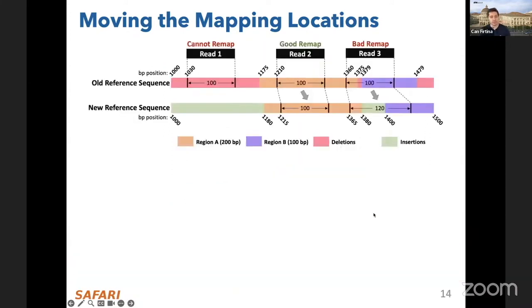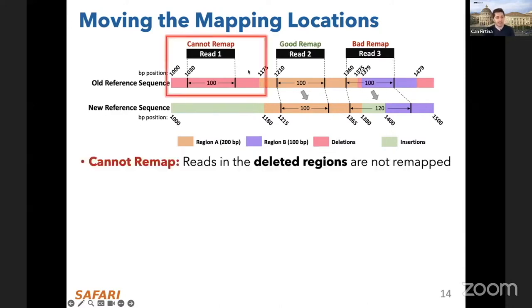So let me try to illustrate that. As I already covered, if a particular region is exactly the same between two reference genomes, we can simply move their positions, and this is a good remap, because we wouldn't assume that the read should map to any other region better than this particular exact matching region. Although it could still exist, it is unlikely that such a thing will happen. But there are also bad remappings. So we label them as cannot remap and bad remap.